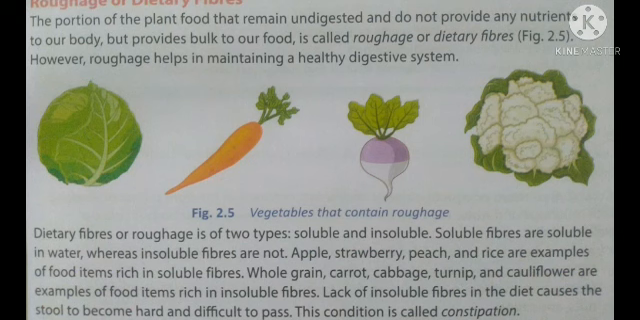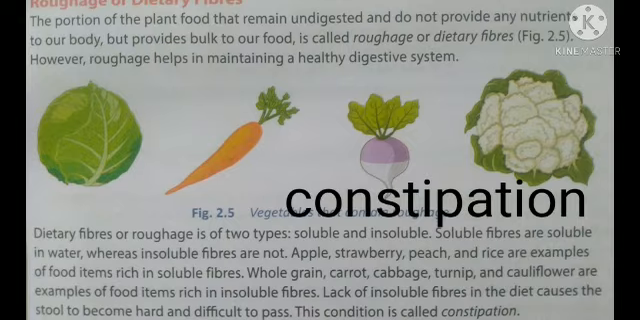Soluble fibers are soluble in water, whereas insoluble fibers are not soluble in water. Apple, strawberry, peach, and rice are examples of food items rich in soluble fibers. Whole grain, carrot, cabbage, turnip, and cauliflower are examples of food items rich in insoluble fibers. Lack of insoluble fibers in the diet causes the stool to become hard and difficult to pass. This condition is called constipation.